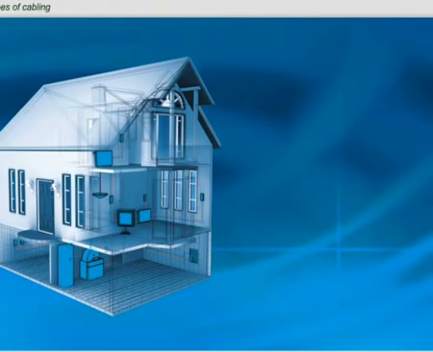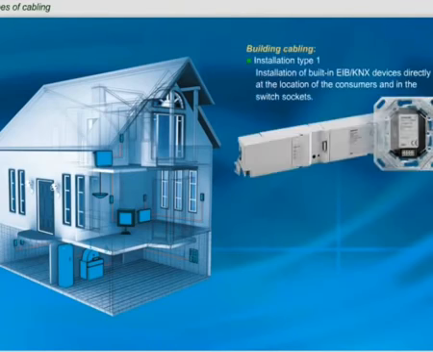In order to be able to plan an EIB KNX installation properly, you first need to know what it is exactly that the customer wants. However, in contrast to a conventional installation, there are two different alternatives for building wiring for an EIB KNX system. The first option is to use built-in EIB KNX devices directly at the location of the consumers and in the switch sockets.